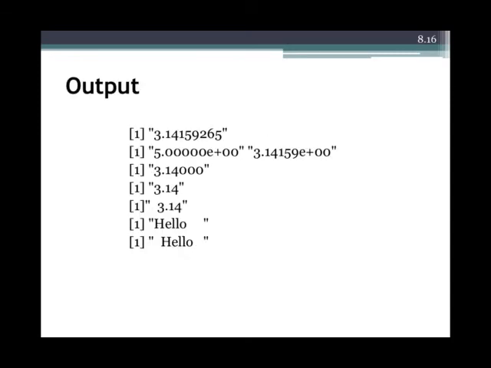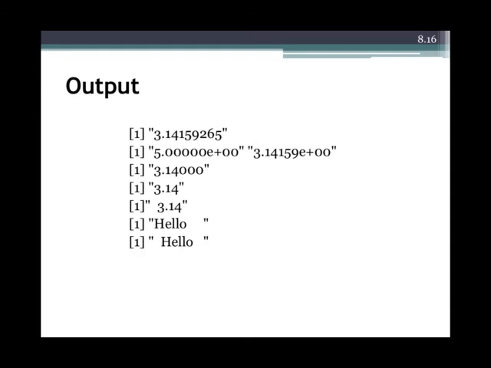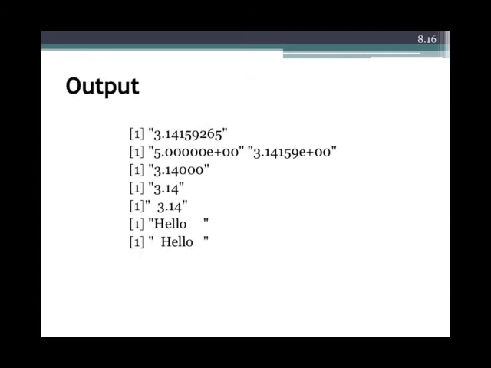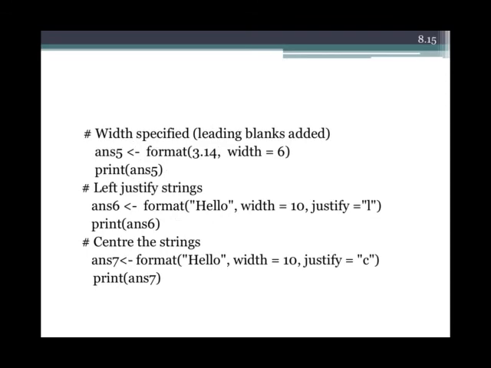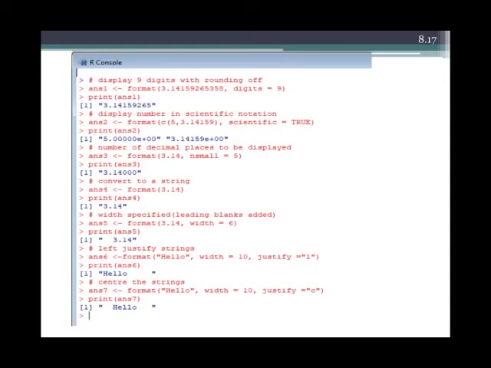As for our program, this should be the output. The first output is the value of pi, the 9 digits. Second one is a scientific notation of the two values which is specified, 5 and 3.14159. We also have the number of decimals provided. We also have the centering of the strings and the justification with spaces. It's a long output, but as you can see from the R console, each of those commands was executed and the output is as shown on the screen.